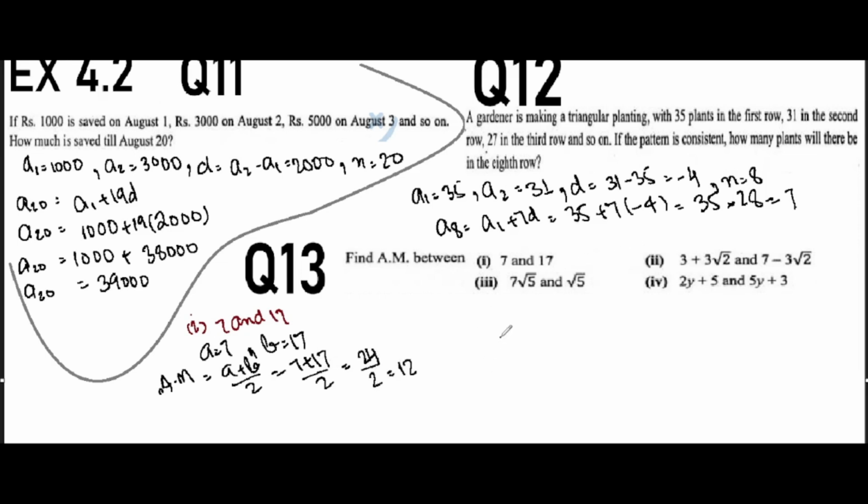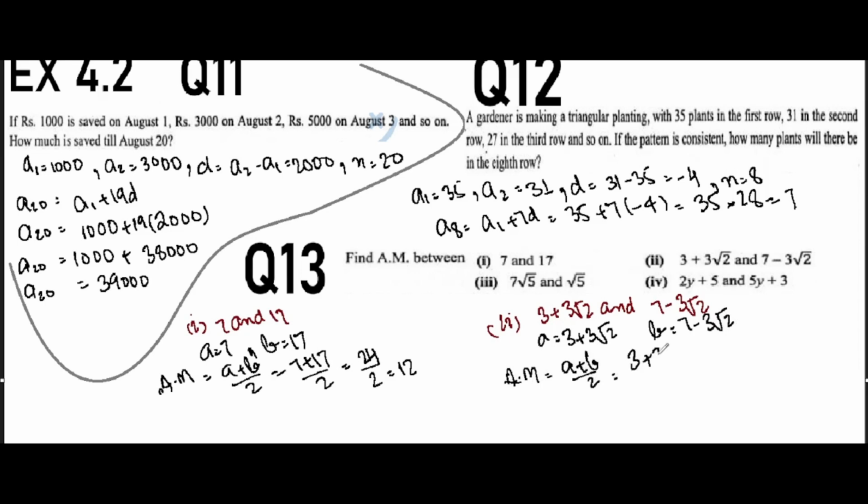Now the second part is 3 plus 3 square root of 2 and 7 minus 3 square root of 2. So A is equal to 3 plus 3 square root of 2 and B is equal to 7 minus 3 square root of 2. So now the arithmetic mean is equal to A plus B divided by 2, which is equal to 3 plus 3 square root of 2 plus 7 minus 3 square root of 2 divided by 2. These two cancel. 7 plus 3 is 10 by 2 is equal to 5.